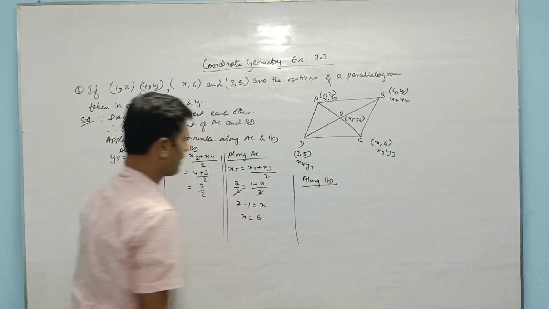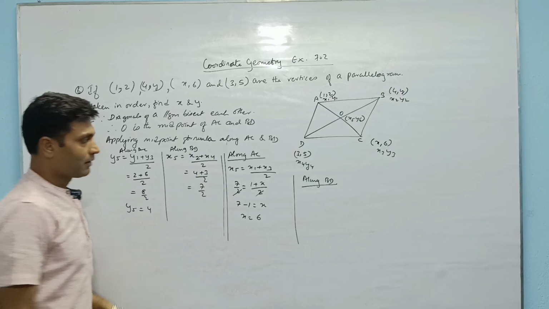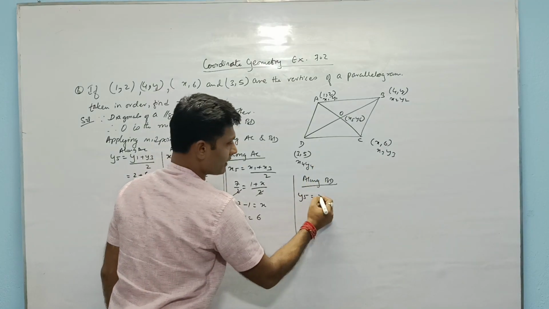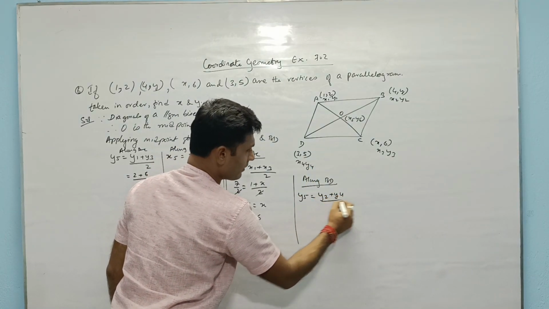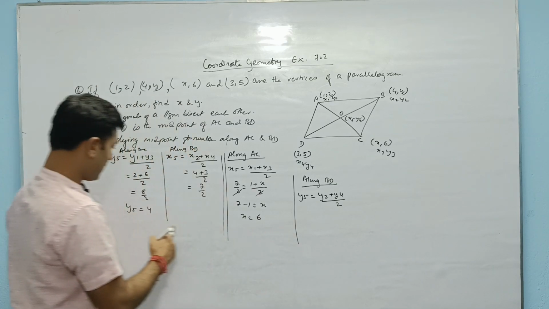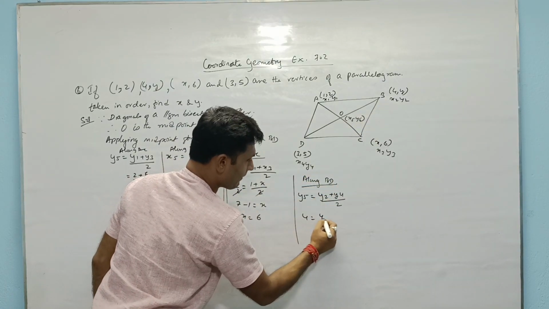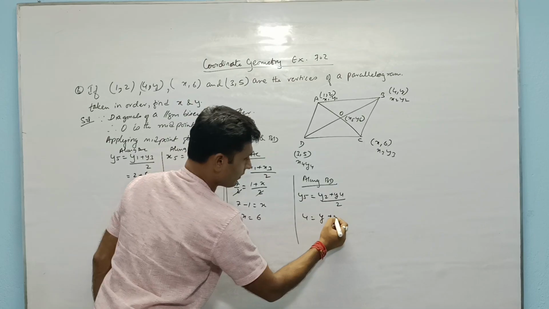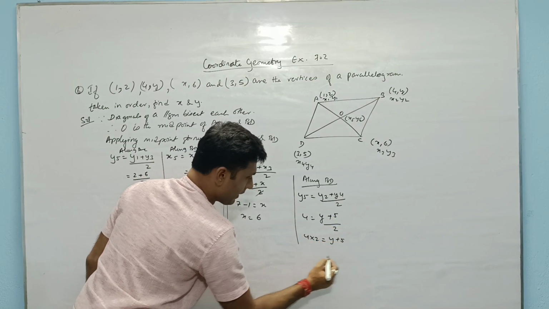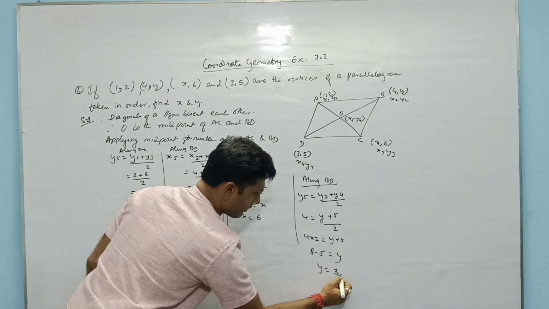along BD. So along BD, see, first of all, along AC we got y5. So we'll use y5 out here. y5 is equal to what? Along BD. Tell me, y2 plus y4 divided by 2. Okay. y5, how much did we get? 4. y2 is how much? y. And what is y4? 5 divided by 2. So this is 4 into 2 is equal to y plus 5. 8 minus 5 is y, or y is equal to 3.